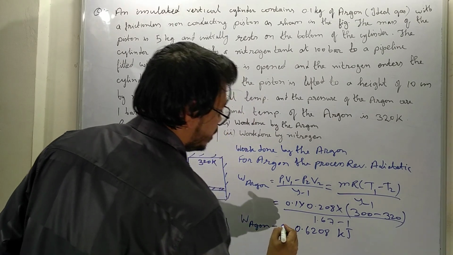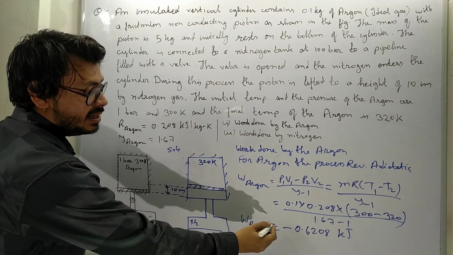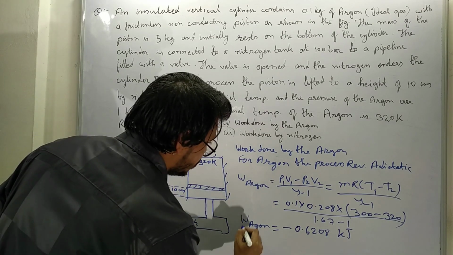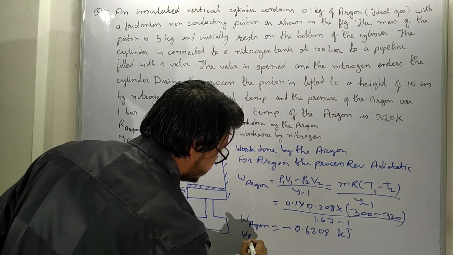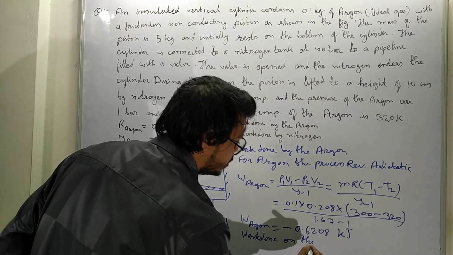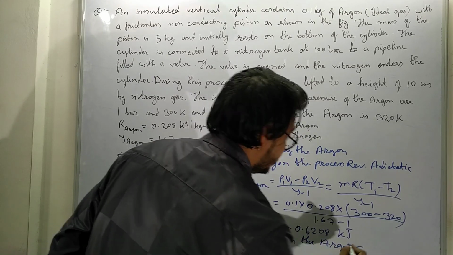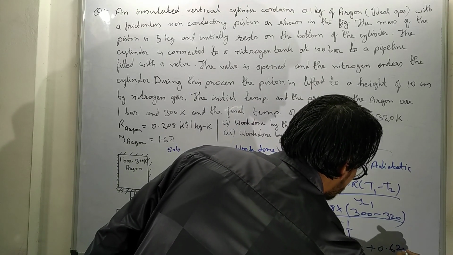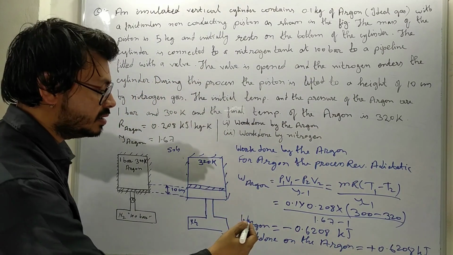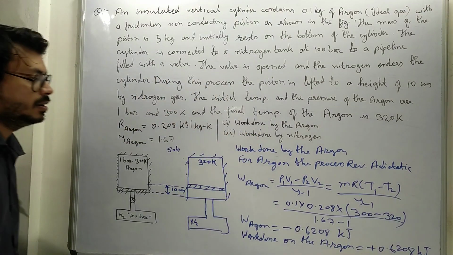So the work done by argon is minus 0.6208 kilojoule. Since it is negative, the work is not done by the argon, the work is done on the argon. So it is not work done by the argon, it is work done on the argon. If we write this sentence, we can put plus 0.6208. The negative sign represents that the work is done on the argon. So the work done on the argon is plus 0.6208 kilojoule.